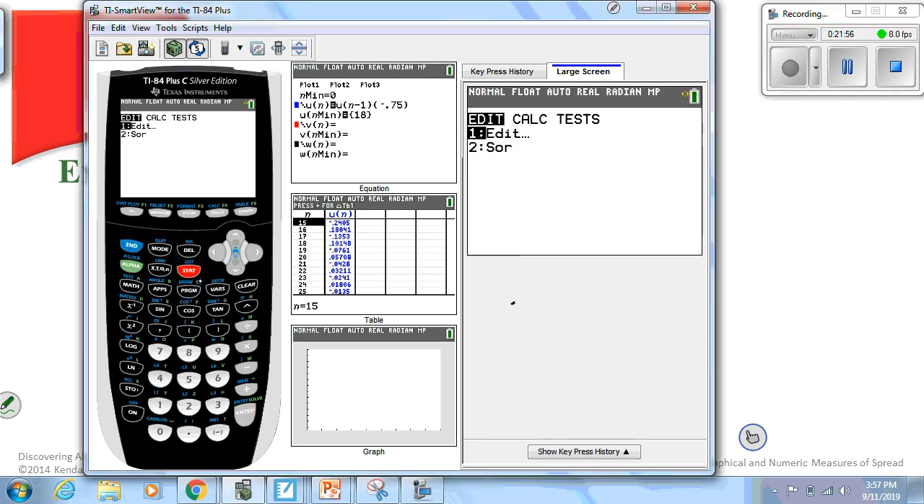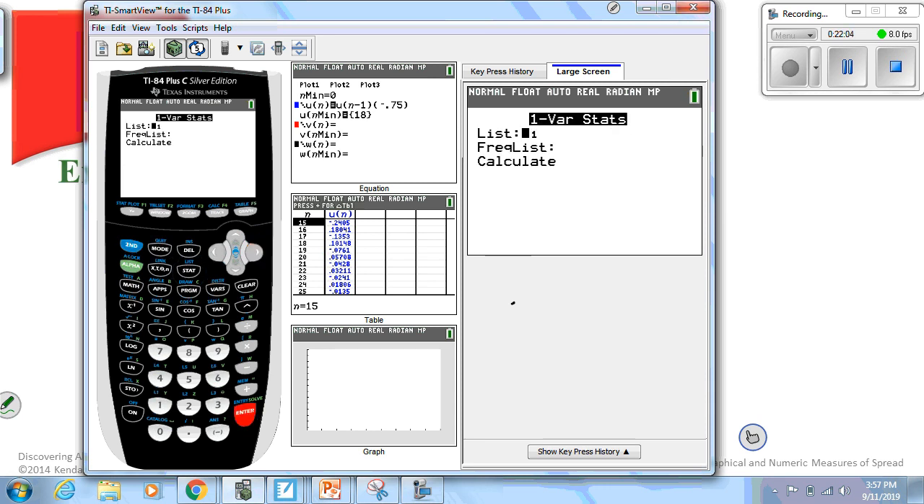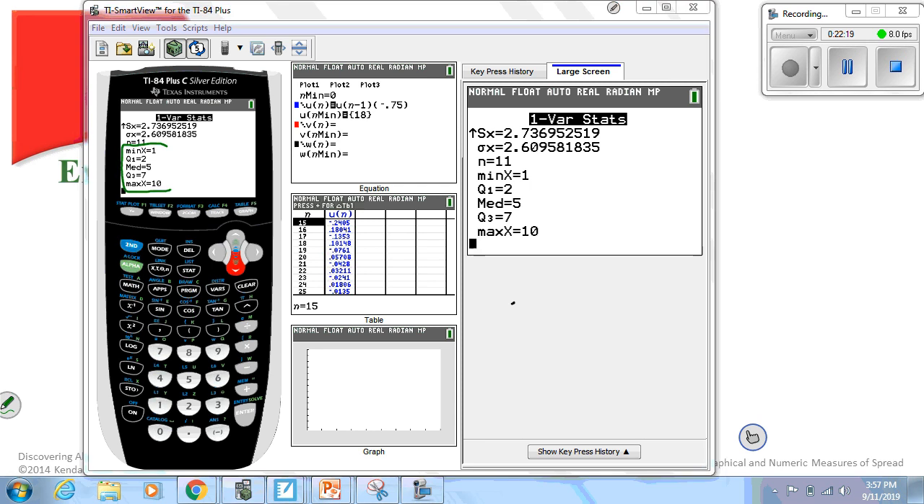And from there, I'm going to go back to stat. This time I'm going to calculate. And I want to calculate my option 1 variable statistics. Okay, go ahead and calculate. You're in list 1, which is what you want. And enter. And I'm going to scroll down and start at my minimum so I can see all my 5-number summary. So my 5-number summary is right here. I have 1 for my minimum, 2 for first quartile, 5 for my median, 7 for third quartile, and my max of 10. And again, if you scroll back up, you can see your mean, which is x bar, right?